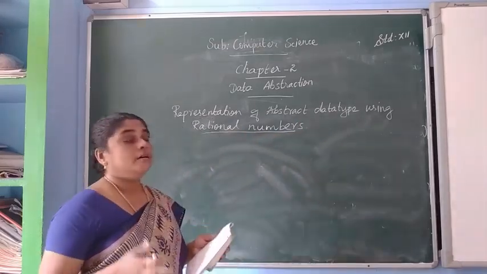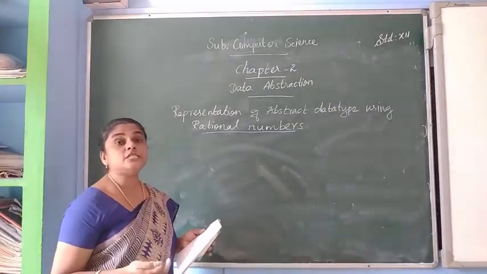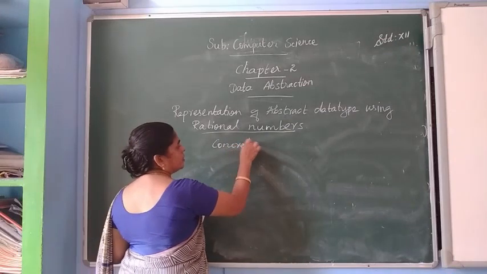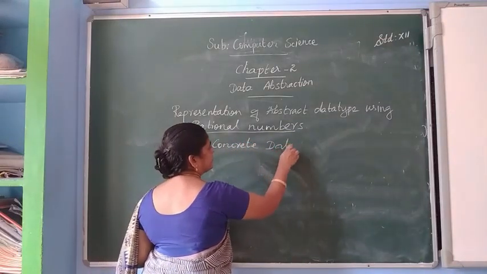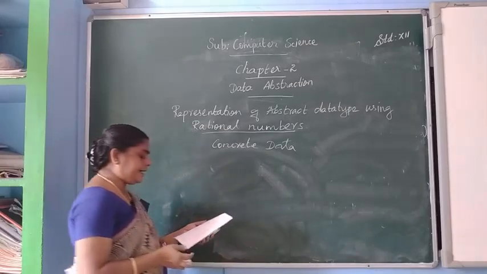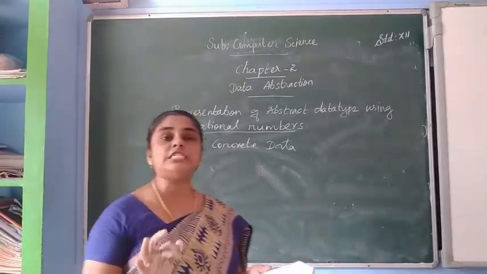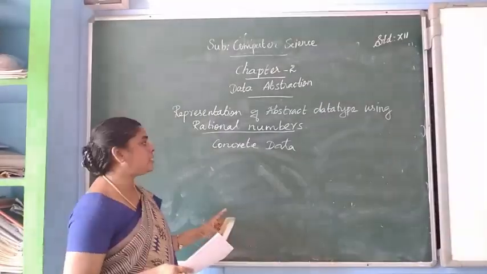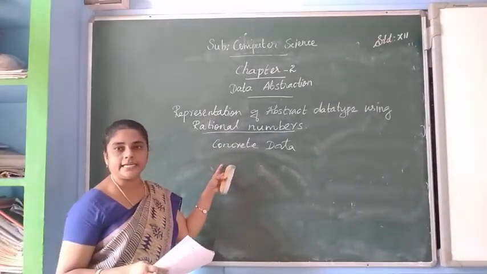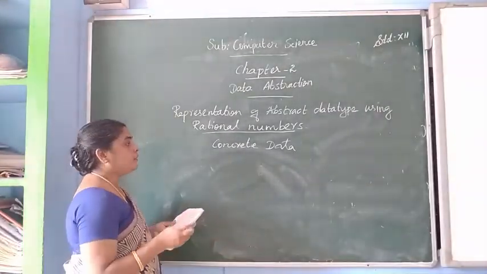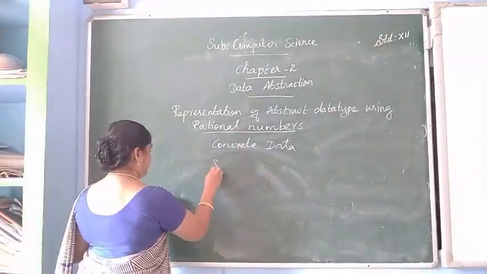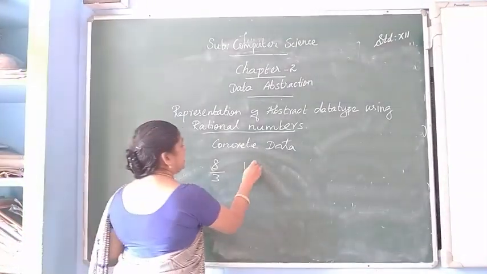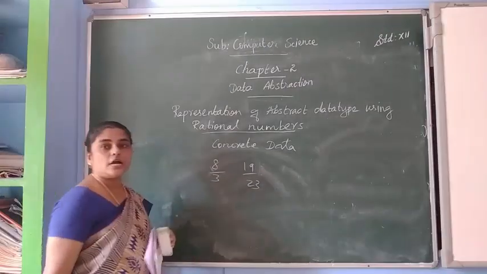What type of data is used? Concrete data. Concrete data means only the functions used in the definition. The functions used in a particular program are known as the concrete data type. For example, 8 by 3 is a rational number. Then 19 by 23 is also a rational number.